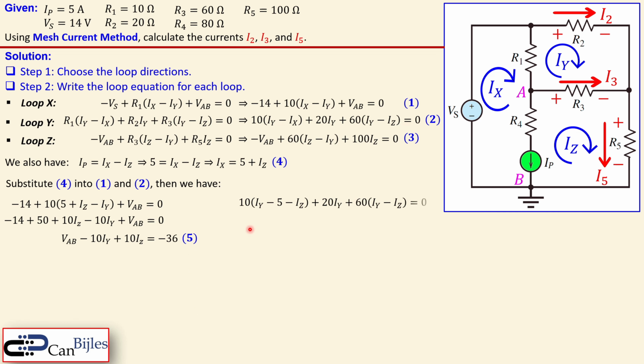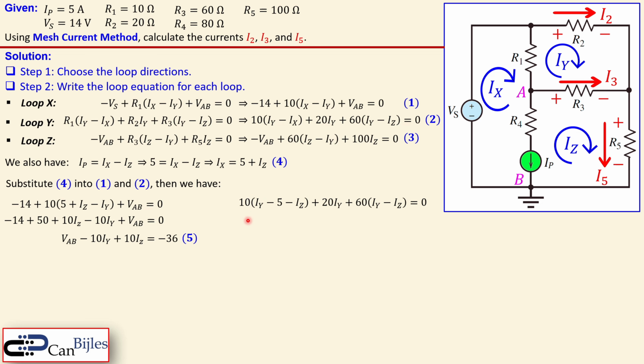Now, looking at the other one, which is now substituting in this equation for ix, which is actually here. Now, since there's a minus sign here, I make minus 5 here, minus iz. And again, now you can work out the parentheses here. You can see actually 10 times iy, 20 times iy, and 60 times iy. So together, we have the 90. And you can also see that you have minus 50.